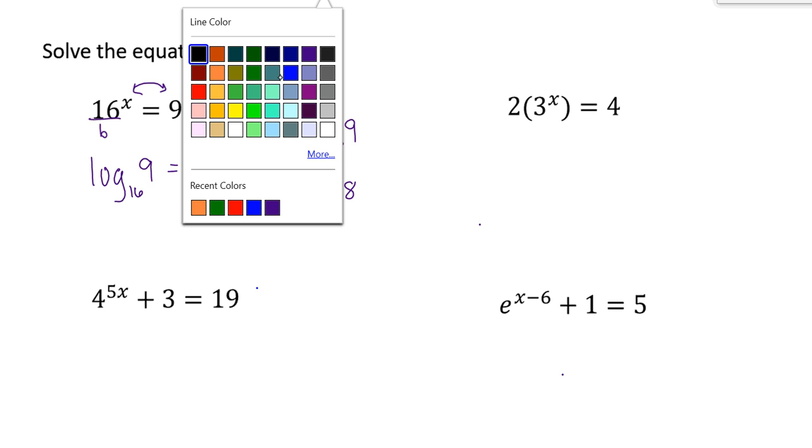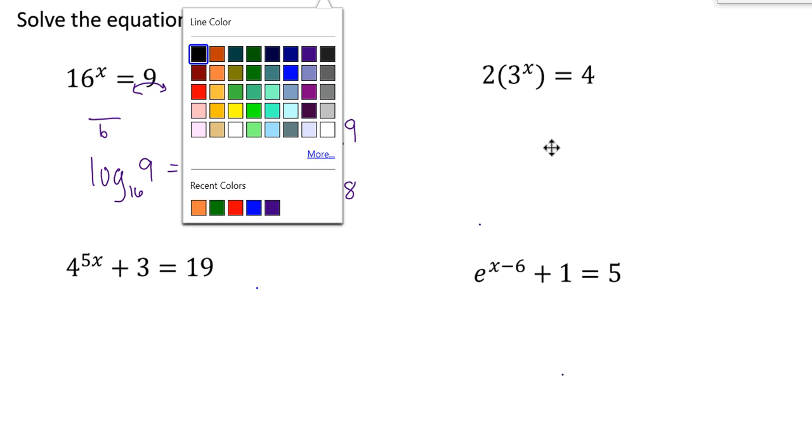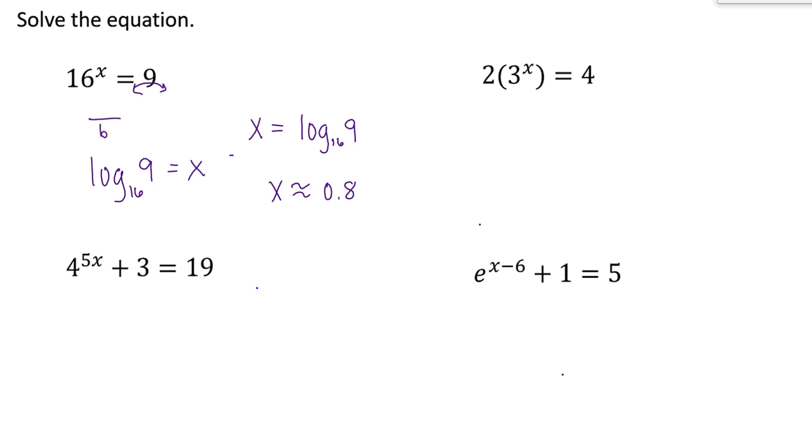Okay, this next one right here, a little bit different. Now we've got this 2. This is 2 times 3 to the x power. It is not 6 to the x power. This exponent comes before multiplication. Exponent first. So you cannot combine them. The only way to deal with this is to get rid of that 2. Since it's 2 times, you divide by 2 to get rid of it. So now it's at this place, 3 to the x equals 2.